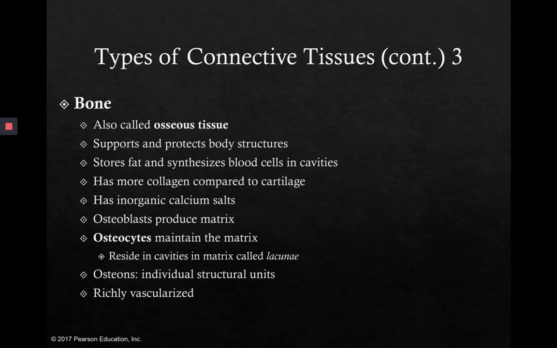What we'll see in compact bone is units called osteons. So compact bone is made up of individual structural units called osteons, and bone as a connective tissue is richly vascularized, which is different from cartilage. So cartilage is not vascularized, whereas bone is. So if cartilage turns into bone during a specific ossification process, early on in development before you're born, there must be a process that adds blood vessels to that tissue.